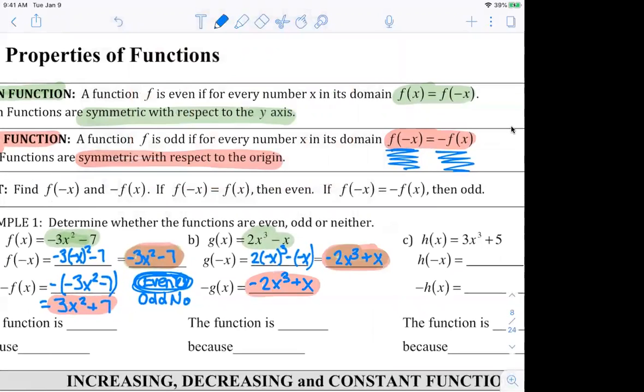So this is an odd function. Again, why is this one odd? Because g of negative x is equal to negative g of x. That's how you know it's odd.